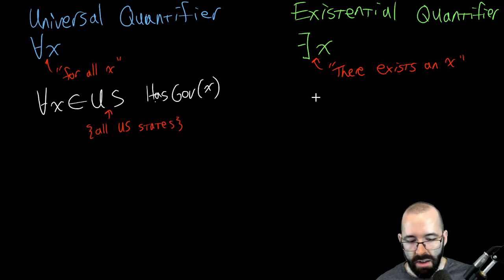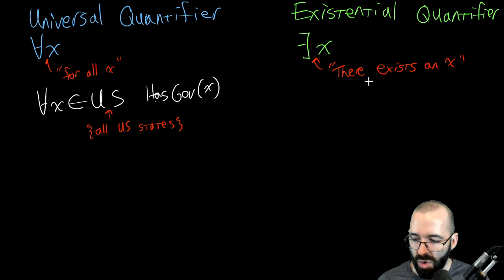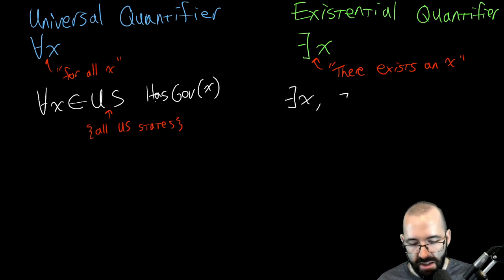Okay? Likewise, we can introduce our existential quantifier with another similar example. There exists an x such that hasGov is not true.